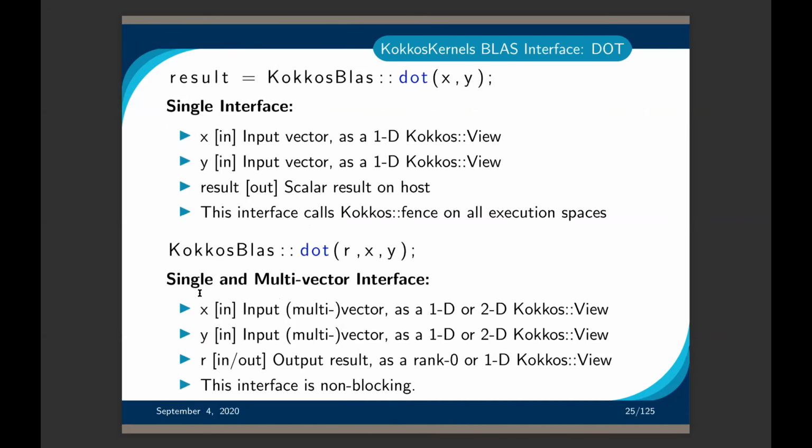So in terms of the dot product, we have two interfaces. One is where we want the result on the host directly. Because we want the result on the host, it needs to finish the computation before it actually returns the data value. So this interface calls a fence inside. On the other hand, we can give the result as a value or a view. So this is a rank 0 view, a scalar view, so it can live on the device. In this case, the result may not be available right after we call this. And then we need to fence if we want to retrieve the data from the R view.